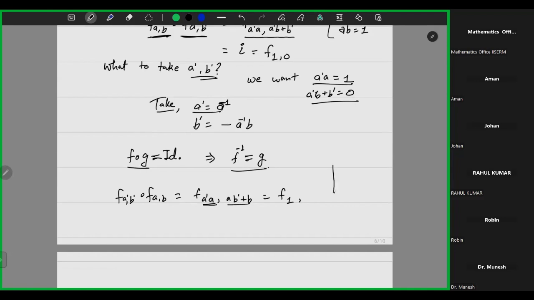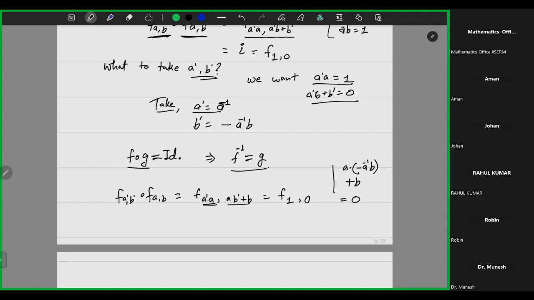What about this? Let's calculate here. A into B prime. B prime is just minus A inverse B, right? Plus B. But what is this coming out? A into A inverse becomes 1, minus B and then plus B, it is 0. So it is 0.